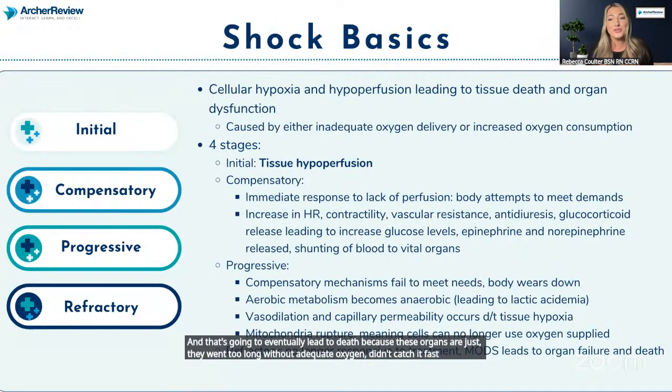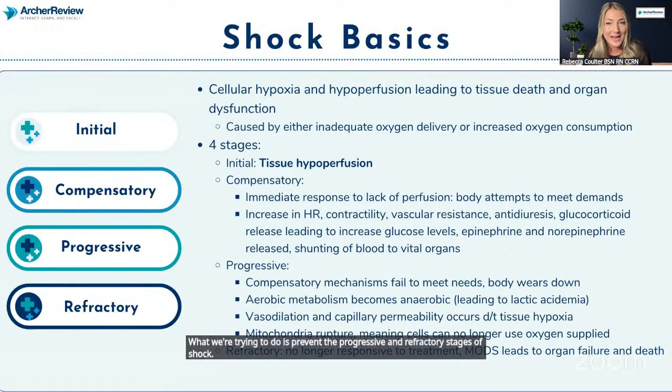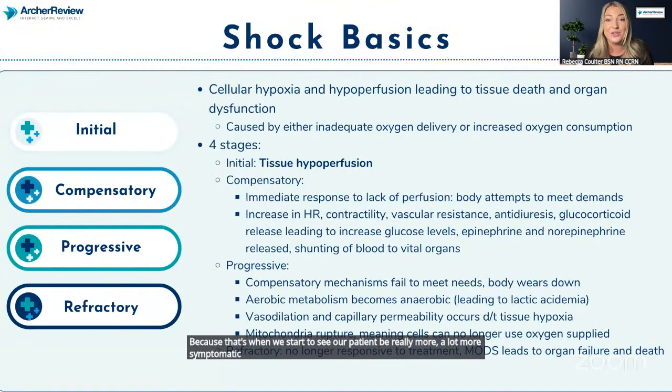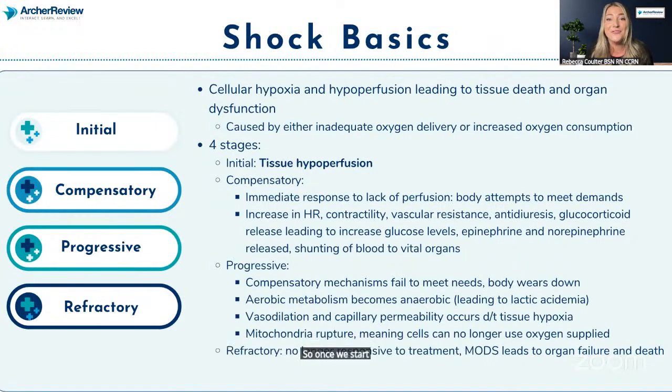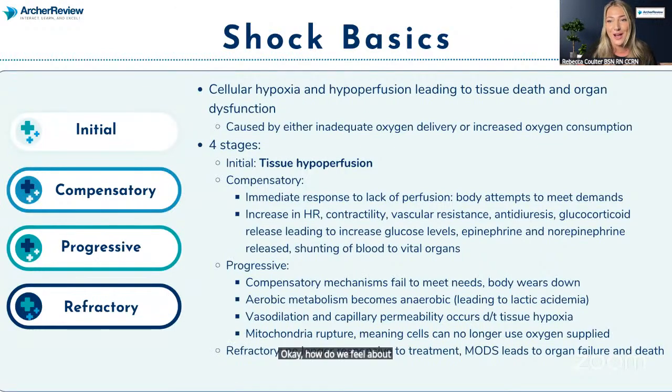So what we're trying to do is prevent the progressive and refractory stages of shock. Now, sometimes we don't notice that shock is happening until we're already in the progressive stage, because that's when we start to see our patient be a lot more symptomatic, because those compensatory mechanisms are starting to fail. So once we start to notice shock, we need to act fast so that we don't get to this refractory stage. Okay, how do we feel about those 4 stages of shock? Does that make sense?